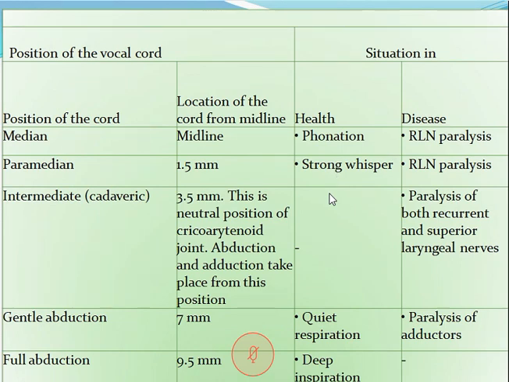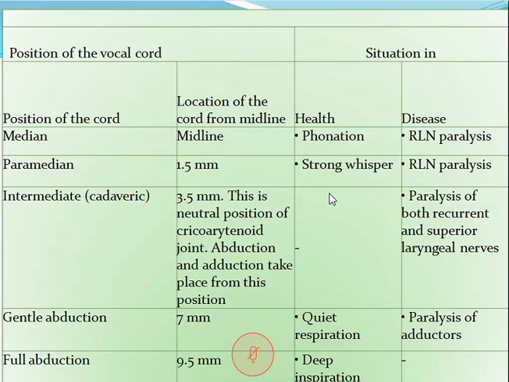And sometimes where there is a recovery of the recurrent laryngeal nerve palsy, it may go slowly into the paramedian position. If you see it lately, a few days afterwards, it may go into the paramedian position. Intermediate is called the cadaveric position. This is a neutral position of the cricoarytenoid joint. Abduction and adduction takes place from this position only, 3.5 millimeters away posteriorly.